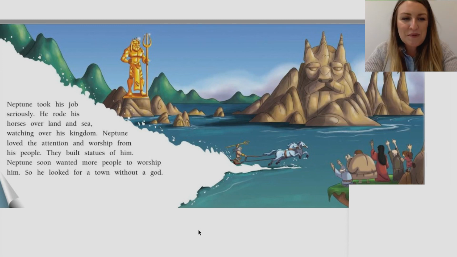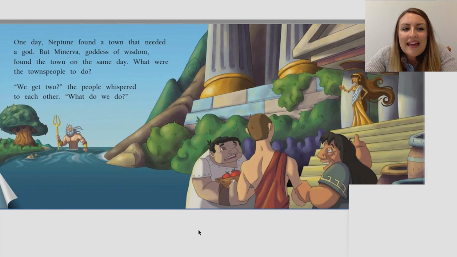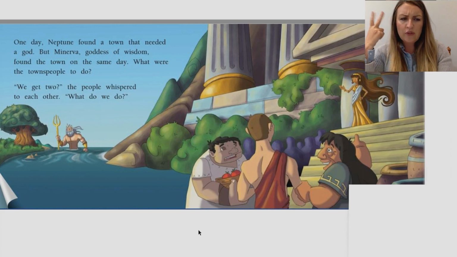Okay, let's keep reading. One day, Neptune found a town that needed a god, but Minerva, goddess of wisdom, found the town on the same day. What were the townspeople to do? The people whispered to each other, what do we do?